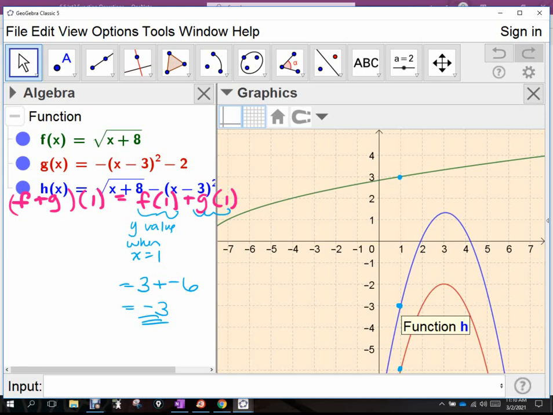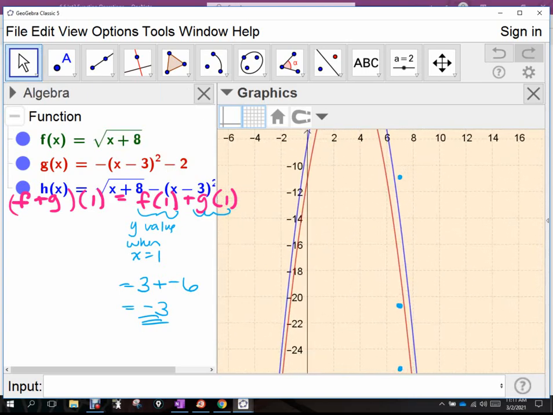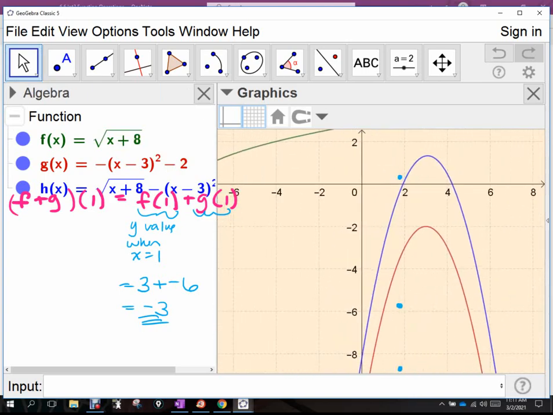Now you see everything else on that blue curve would be what I would get if I took f plus g of 2, f plus g of 3, f plus g of 4, and it would plot all those other points, and this is then that curve that is created. That purple or blue curve is what is generated. Is that okay with everybody?